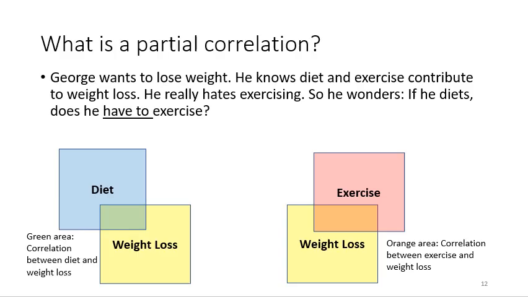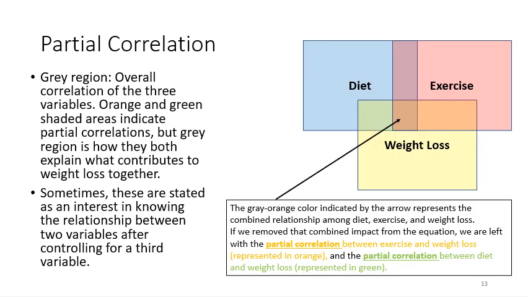So a partial correlation can give us a lot of information, not just about the predictive power or the relationship between two variables, but the relationship among several variables. In this example, we can see the pink is exercise, the yellow is weight loss, and the blue is diet. So this area in which all three overlap is the proportion that expresses the relationship between the three of these as they impact an outcome variable.